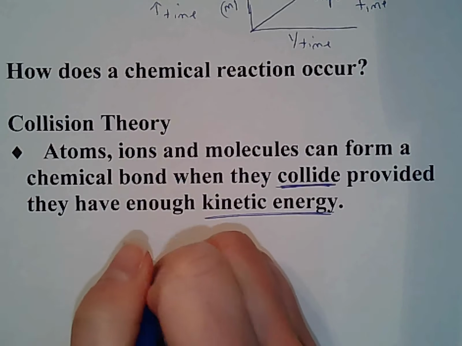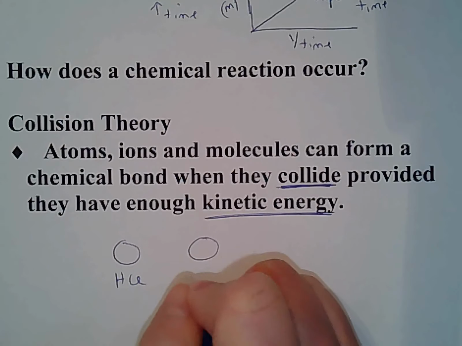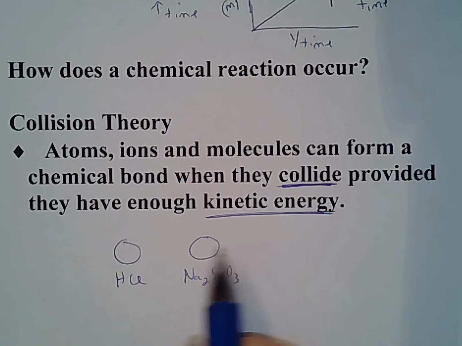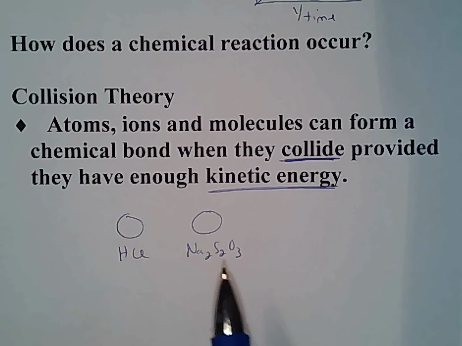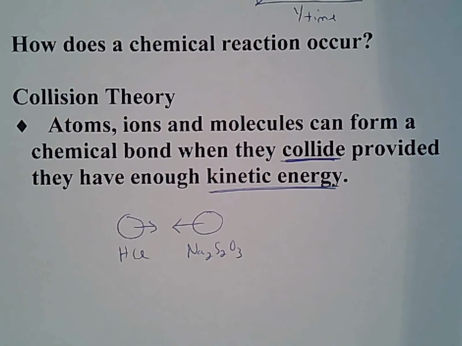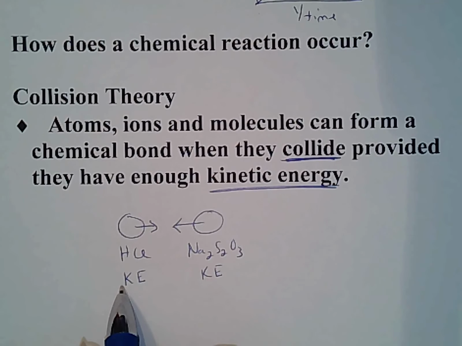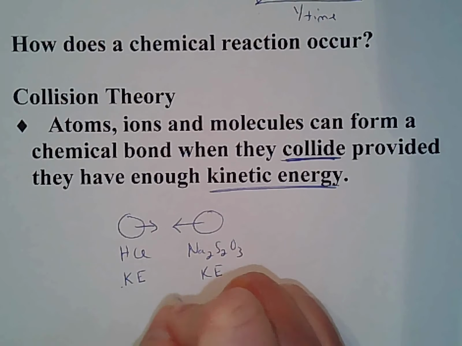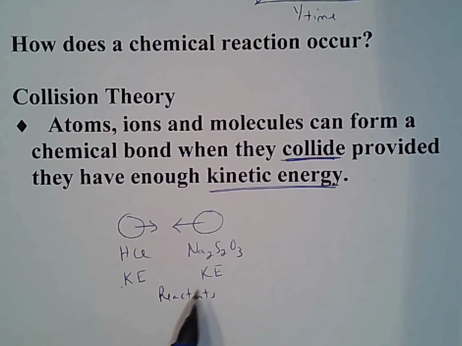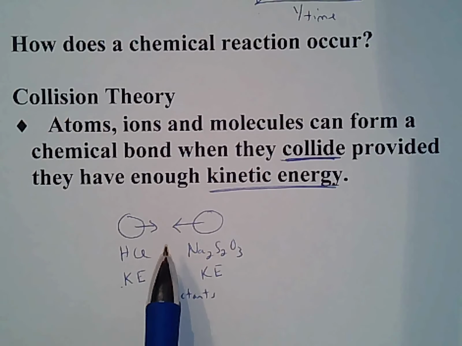If I have the hydrochloric acid molecule, and then the sodium thiosulfate molecule, I'm just drawing them as circles to make it easier to have a conversation. In order for this chemical reaction to take place, they needed to collide. And not only did they need to collide, but because they are moving, they have kinetic energy. Both of them have kinetic energy. These are my reactants. In order to make product, they need to interact. They have to collide, and bonds need to be broken and then reformed.